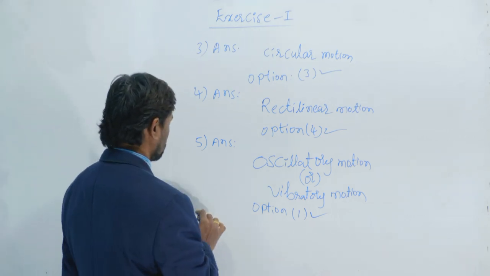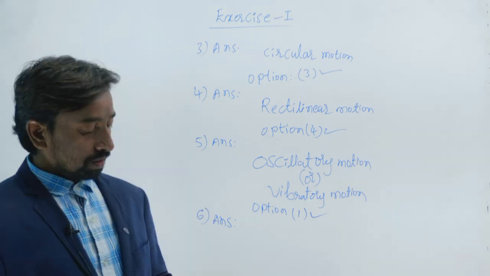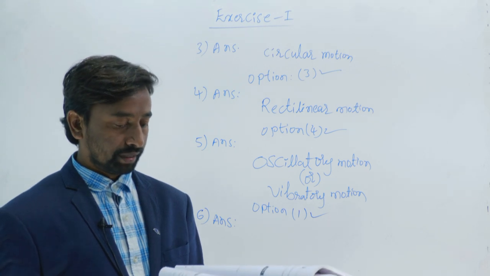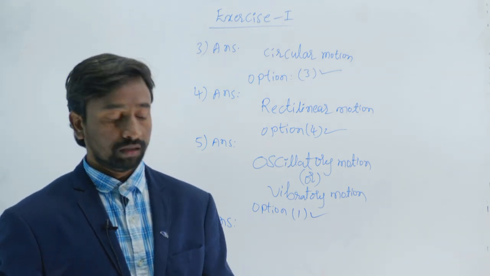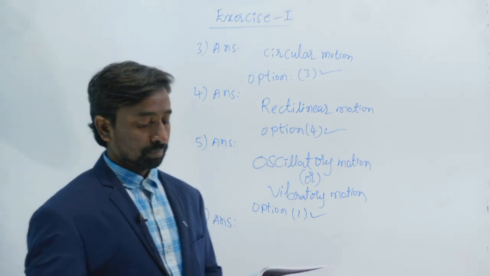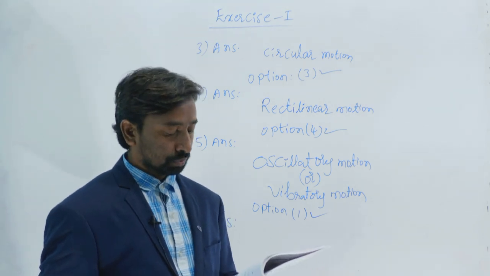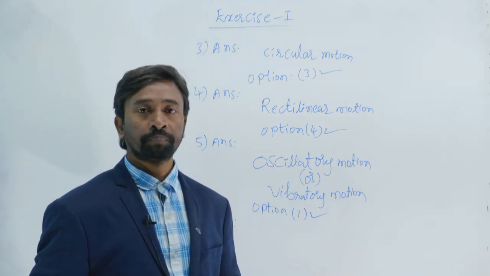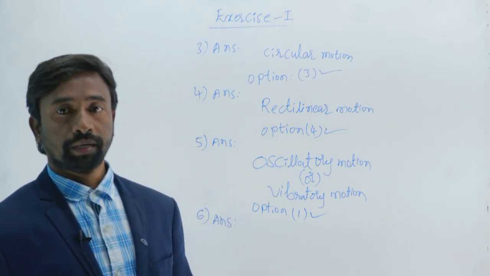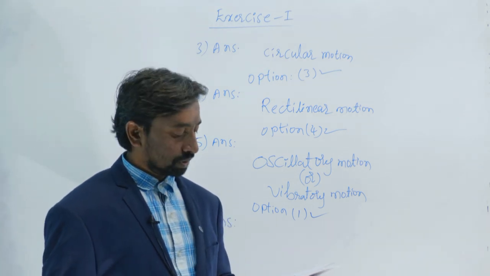Now next, the sixth question: a battalion moving in a parade is an example of dash motion. An army battalion moving in a parade is an example of linear motion or rectilinear motion. The options given are: first option linear motion, second option circular motion, third option rotatory motion, and fourth option random motion.